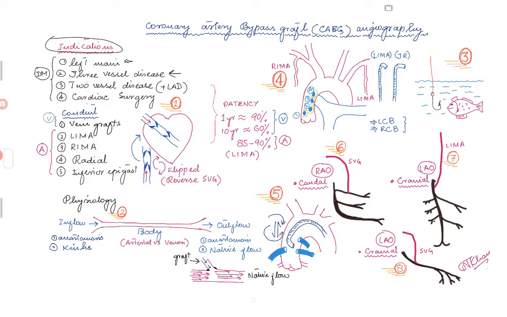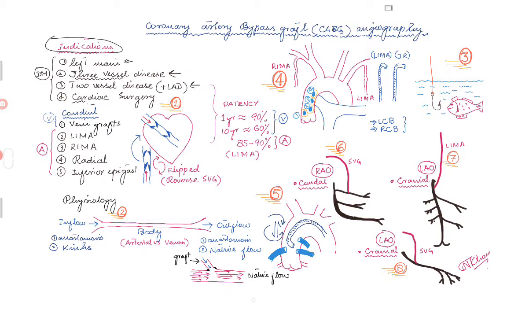Another one is 3-vessel disease, if the patient has triple vessel disease, or 2-vessel disease only if there is an involvement of the LAD. If it is only left circumflex and right coronary artery, then PCI is a better option. But if you have 2-vessel disease, for example the circumflex and the LAD, then you can discuss a potential CABG, or coronary artery bypass graft, with the patient.